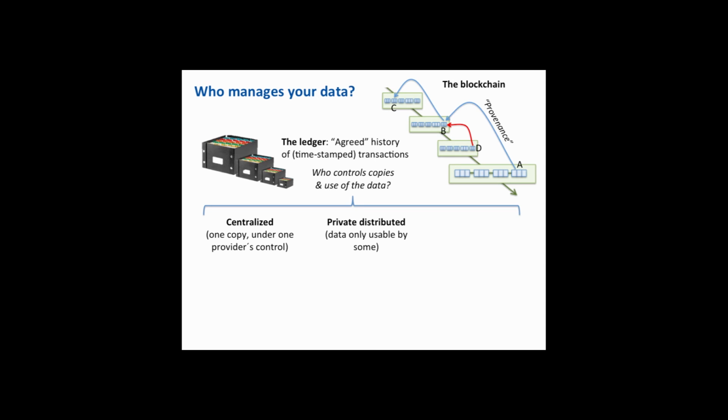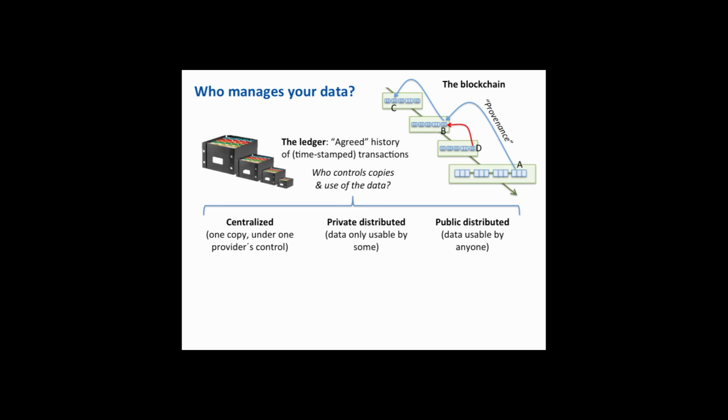One alternative is to distribute the database. So there's actually many copies of the database, but still it's private insofar as only a limited number of players are able to download a copy of the database and use it to check the validity of transactions or identities. At the other extreme, we have the public distributed ledger, which is available for download by all. Anyone can check information on it.